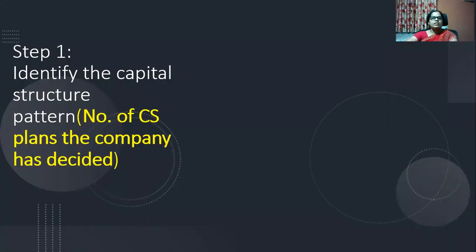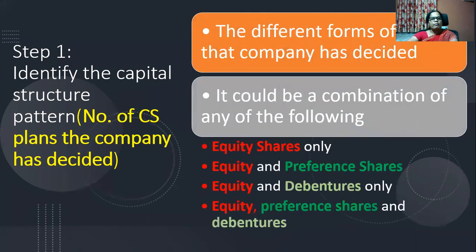Now let us analyze the steps in conducting EBIT EPS analysis. Step 1: Identify the capital structure pattern. In this step, we find out the number of capital structure plans the company has decided.